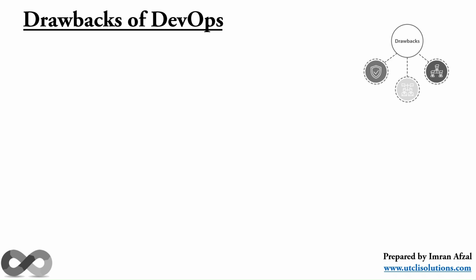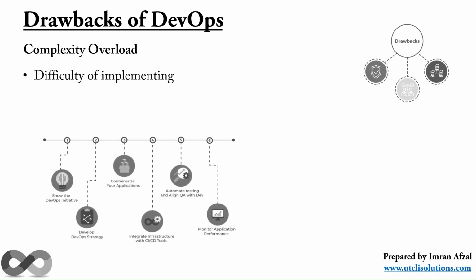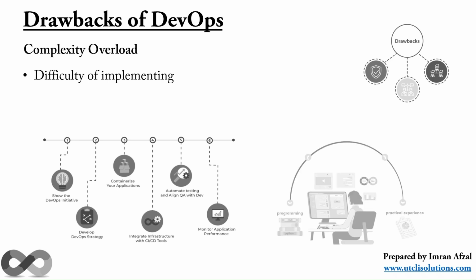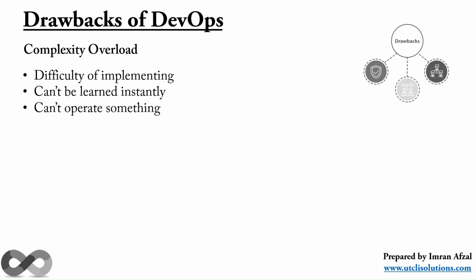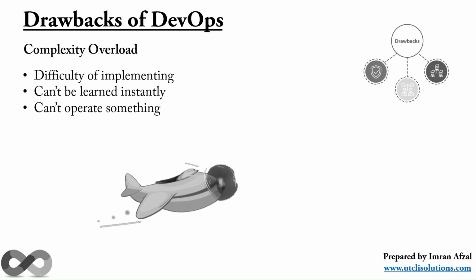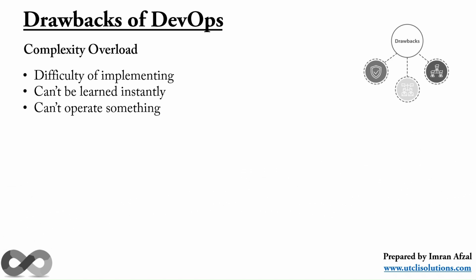The first one is complexity overload, which means the difficulty of implementing DevOps practices in organizations without having special expertise. Yes, DevOps complex tools and techniques cannot be learned instantly. You can't operate something without even learning the required skills, right? Ask yourself, can you fly a plane without getting certified qualification and expertise in aviation? No, right? Just like that, you cannot just jump into DevOps without learning the right tools.